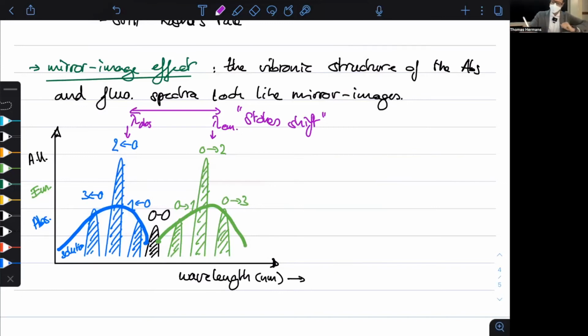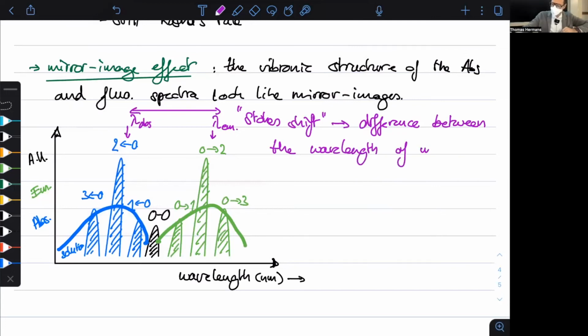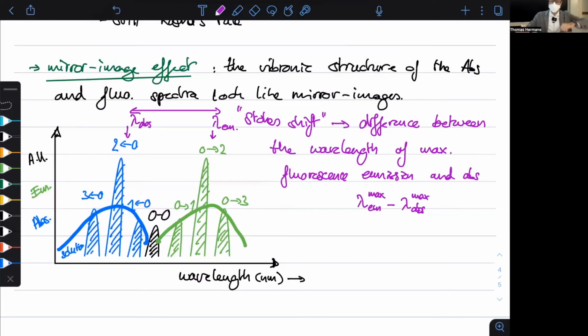So the definition, let's just write that out. Stokes shift is the difference between the wavelength of maximum fluorescence emission and absorption. So basically it's lambda emission max minus lambda absorbance max. Okay.